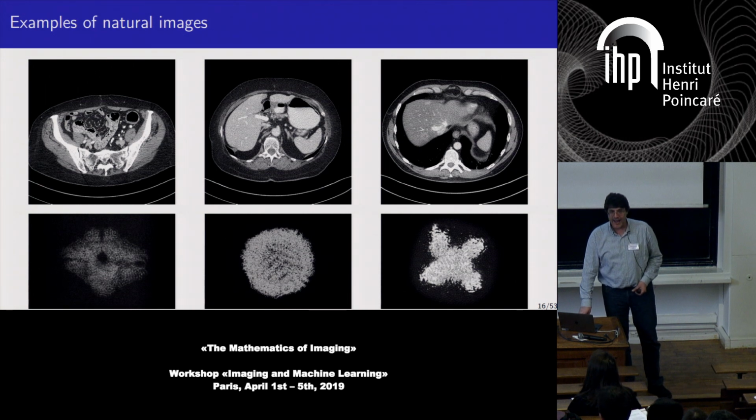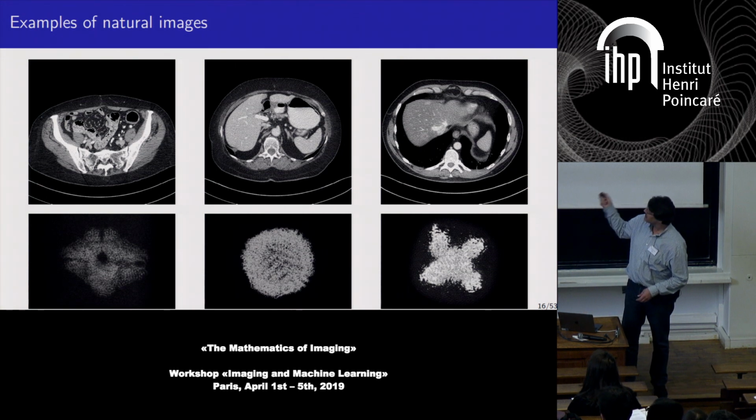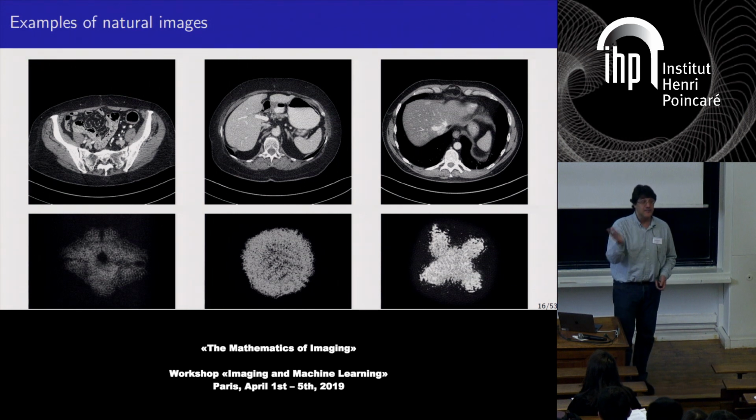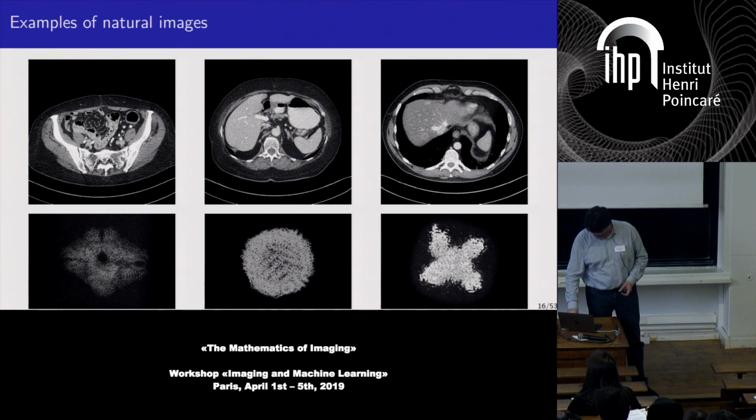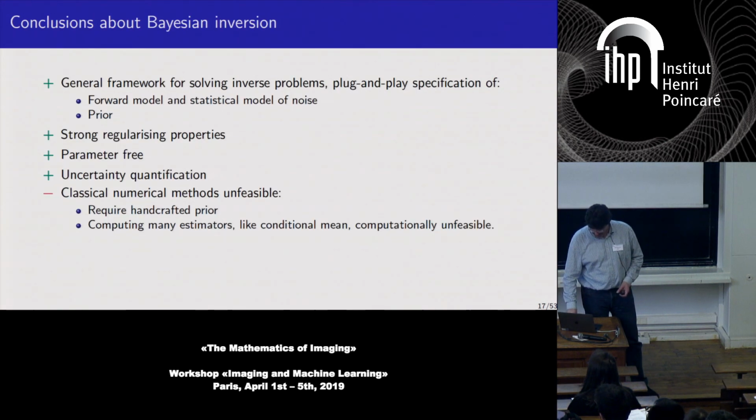Clearly, it's not obvious how to handcraft a prior that will result in samples of this type. I don't know about that. If anybody knows, I would gladly listen. So the question, of course, is how can we create priors that are better adapted to the problem?